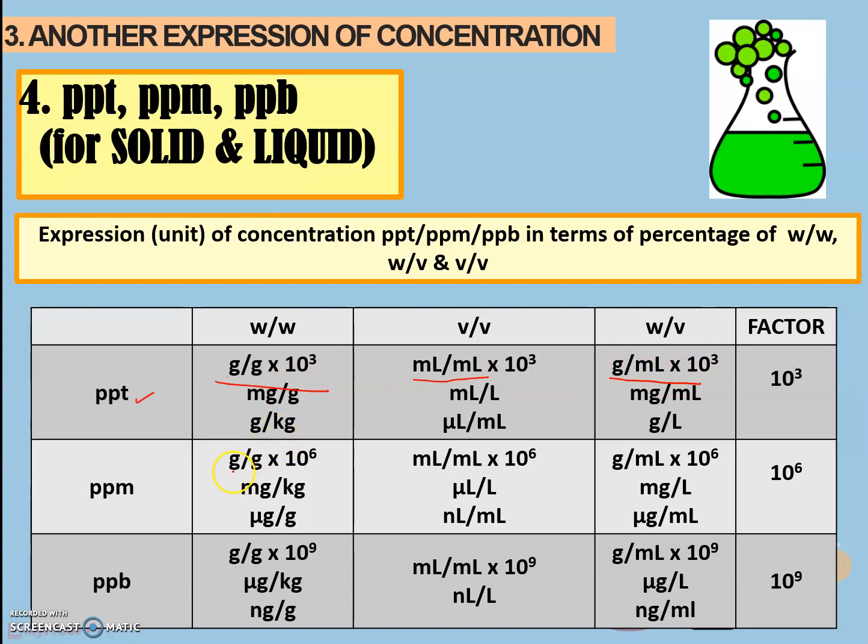If you look at the next column, PPM, part per million. In terms of weight per weight, gram per gram times its factor exponent 6. If volume per volume, ml per ml times its factor. Same with this one, weight per volume, gram per ml times exponent 6. And the same goes for part per billion, times exponent 9. The first thing you have to know is that if the unit is PPT, PPM or PPB, in what kind of terms, weight per weight, volume per volume, or weight per volume. Another unit that is always used for PPM under weight per volume is milligram per liter. So remember this one, milligram per liter, or gram per ml exponent 6.